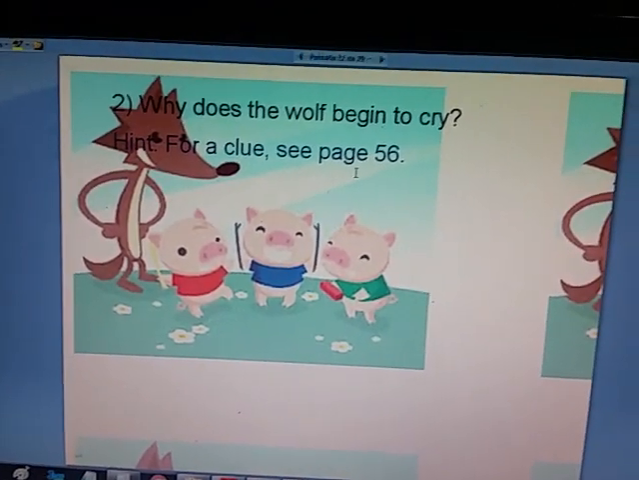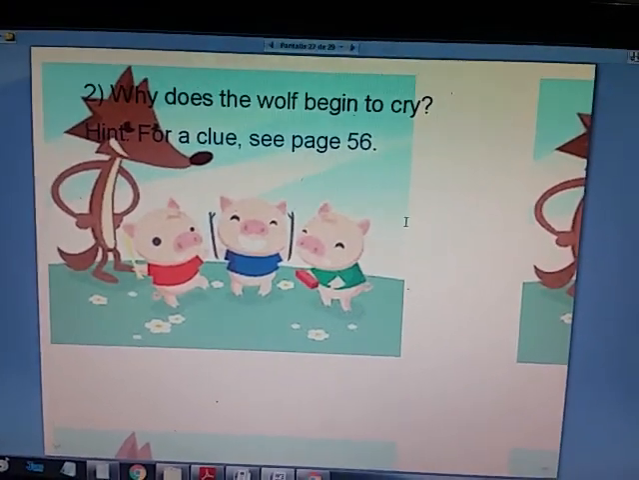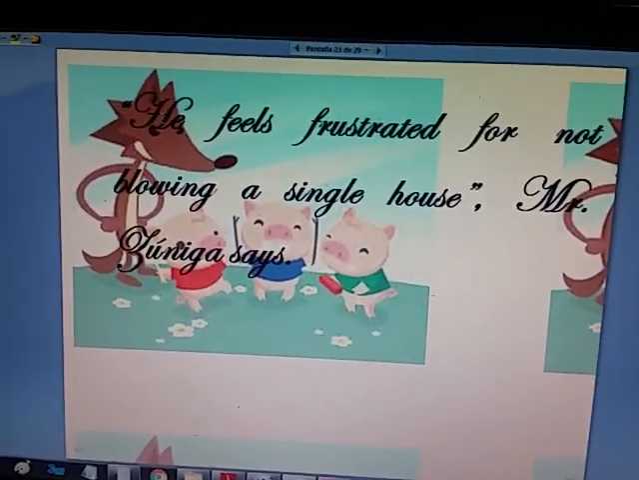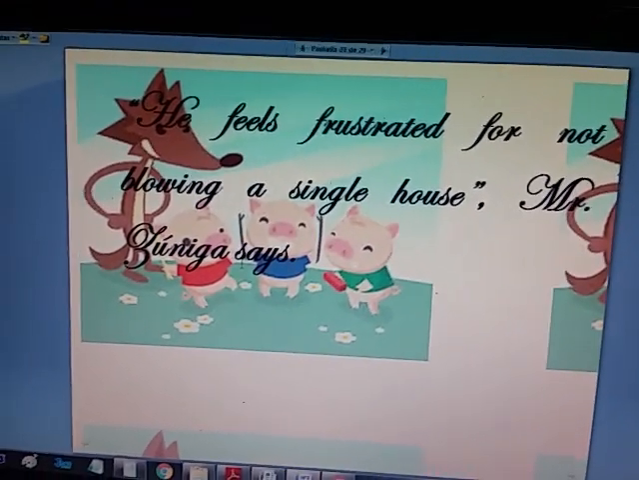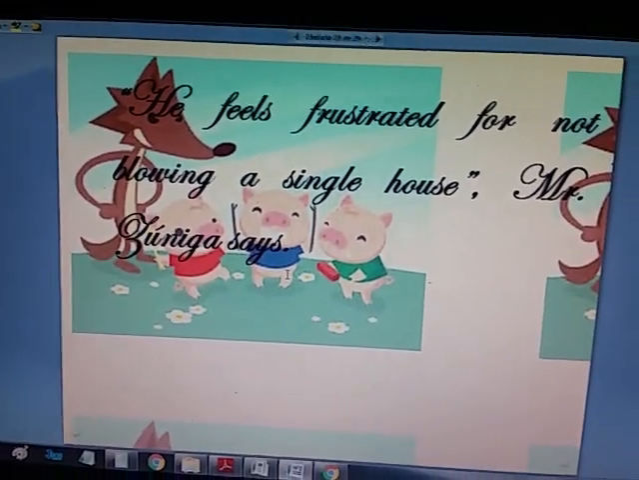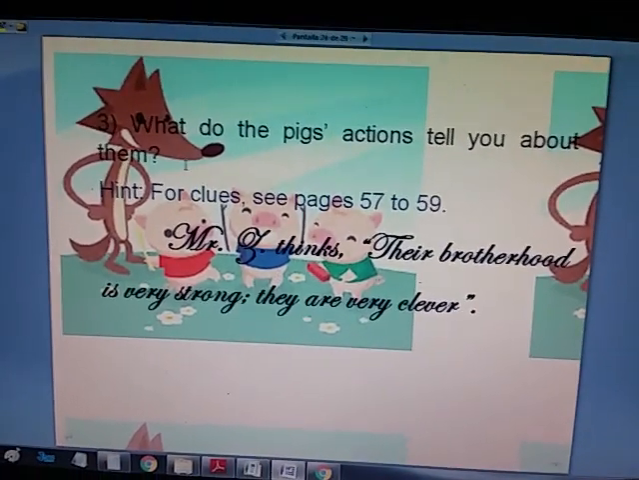Number 2 says, why does the wolf begin to cry? Clue says, see page 56. I already did it. I came up with this answer. He feels frustrated for not blowing down a single house, Mr. Zuniga says.